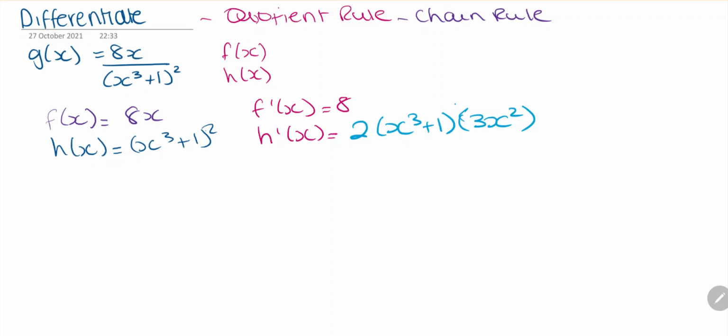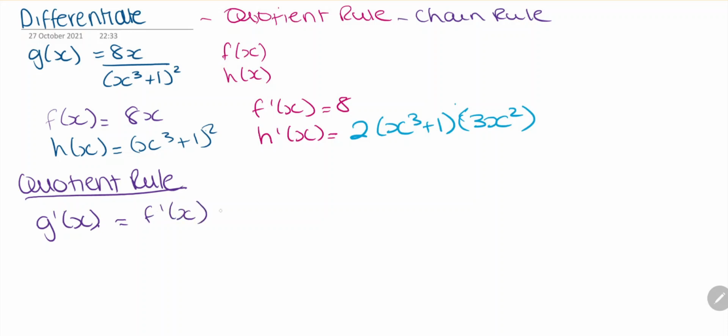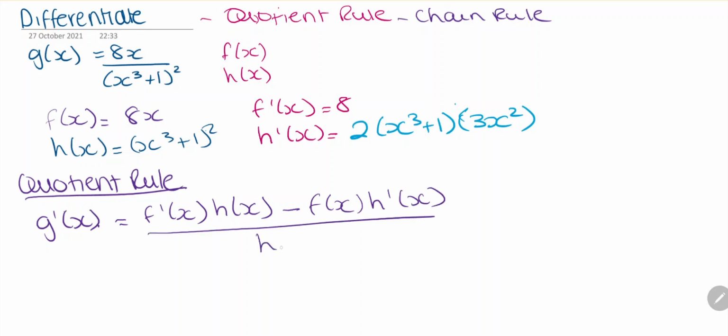So now I'm going to write out the quotient rule. So the quotient rule, this is going to be, so we want our function g prime of x. So this is going to be f prime of x multiplied by h of x minus our f of x multiplied by h prime of x, all divided by h of x, all squared.